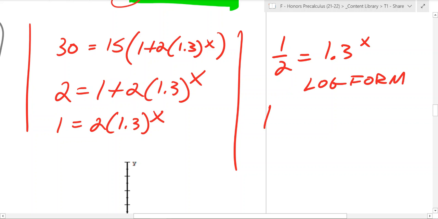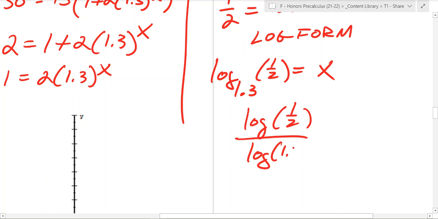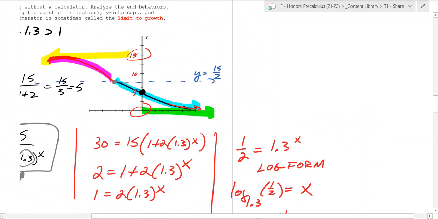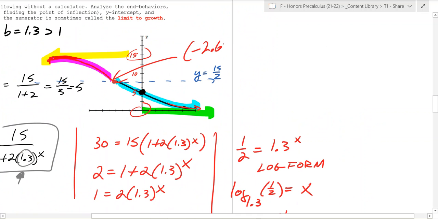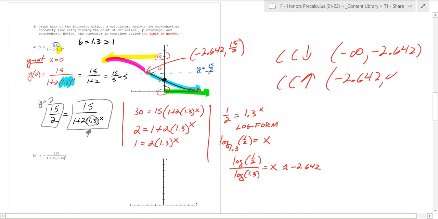If you go to log form, it's log base 1.3 of 1/2 is equal to x. Then you have to use change of base, so that's log of 1/2 over log of 1.3 is equal to x. If you do that on your calculator, it comes out to be about negative 2.642. So the point of inflection here is negative 2.642 comma 15 over 2, which is 7.5. Now you can answer all these other questions, like where is it concave down? Well, it's concave down from negative infinity all the way to negative 2.642, and it's concave up from negative 2.642 onward.